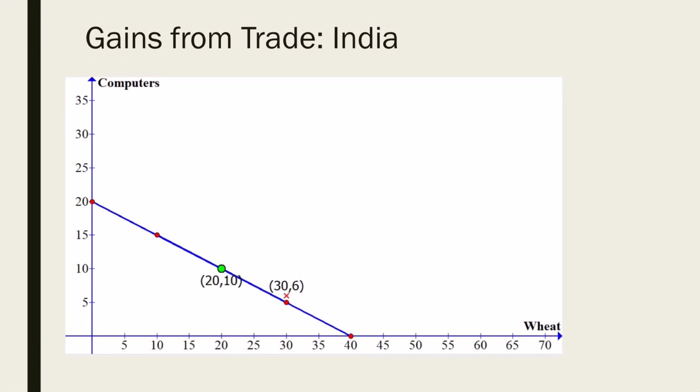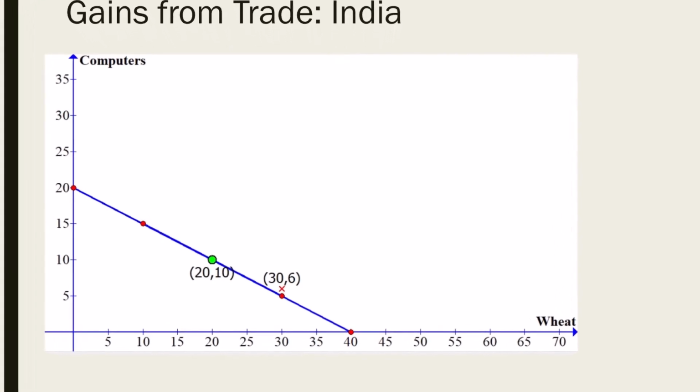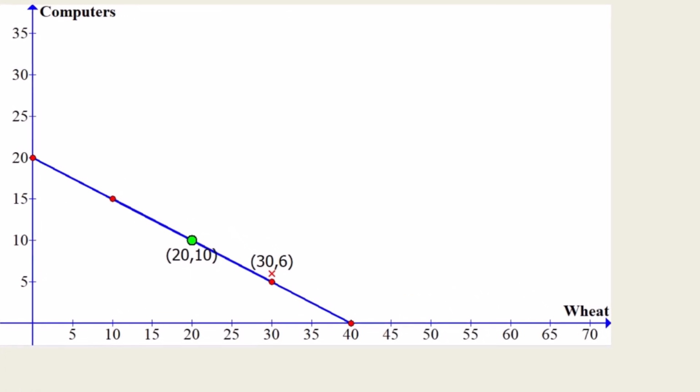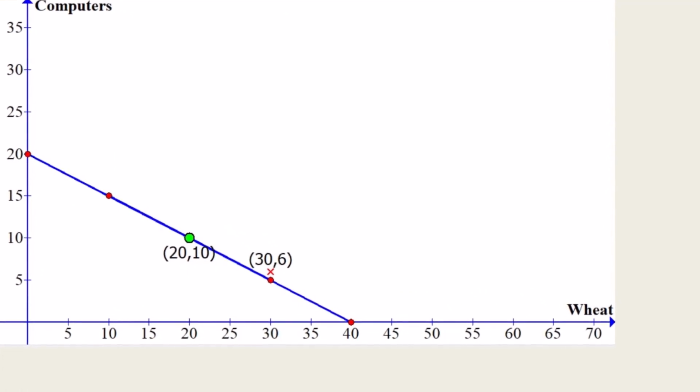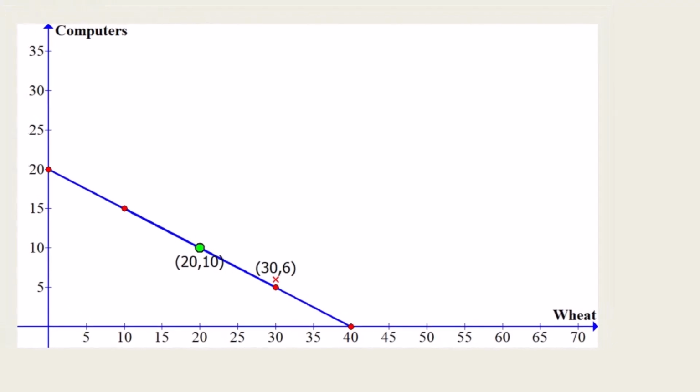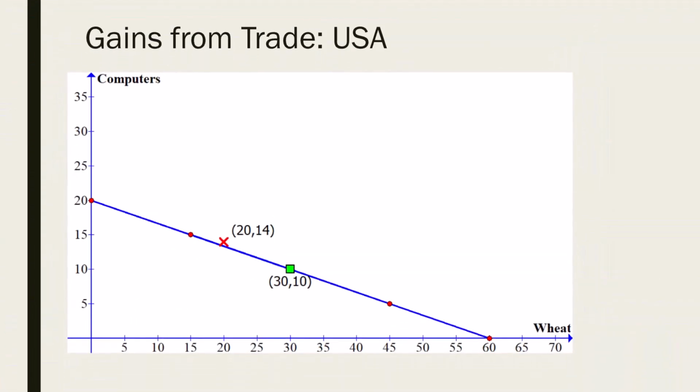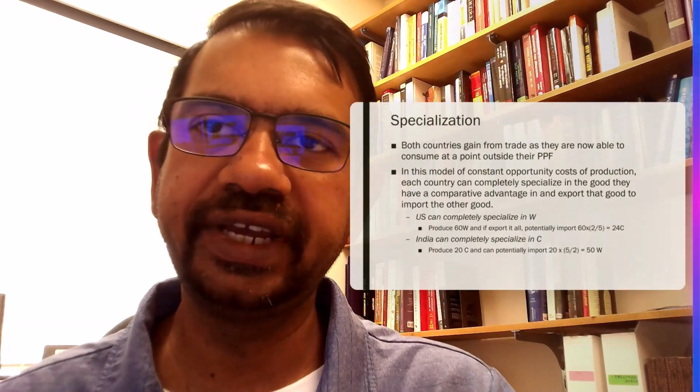Plotting the consumption point on India's PPF, we see that India's consumption of 30 wheat and 6 computers, marked with an X, is outside of the PPF. So even though their production is on the PPF, their consumption with trade goes beyond the PPF. This point would not have been possible in a no trade situation. Similarly, for the US, consumption is now at 20 wheat and 14 computers. And this point also would not have been possible for the US without trade. So what trade has done is it has enabled both these countries to consume outside of their PPF. This is a point that was not achievable in a no trade situation.